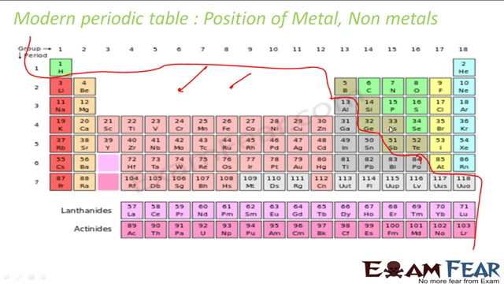Boron, silicon, germanium, arsenic, these are called metalloids, which have both metal and non-metal properties. But again, that's still debatable. Some people say they are metalloids, some say they are metals, some say they are non-metals. Again, we'll not debate here. What I'm trying to say is everything on the left hand side of this line is a metal, and this side is non-metal plus metalloid. So we see there are very few non-metals and a huge number of metals.